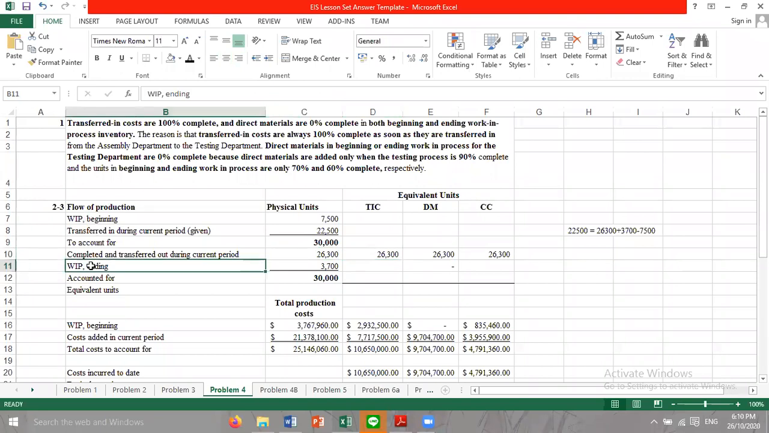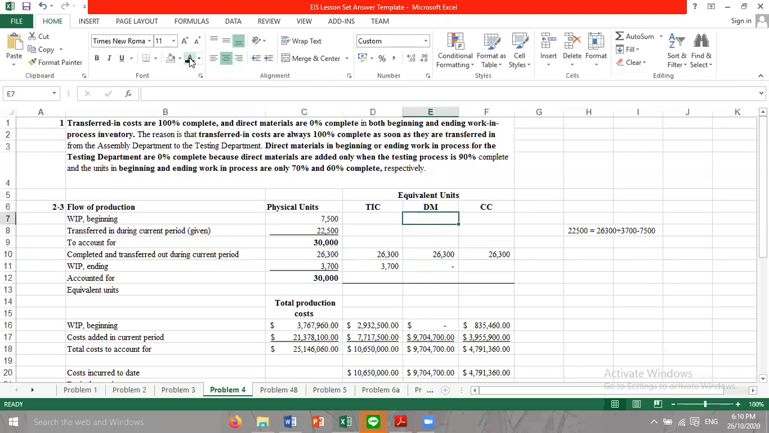Now, how about the work in process ending? We need to find out the equivalent units, the degree of completion for the work in process ending. Once again, the first one, the transferred in cost is always 100% complete. So it's just 100% times the physical units. In this case, it's 3,700.